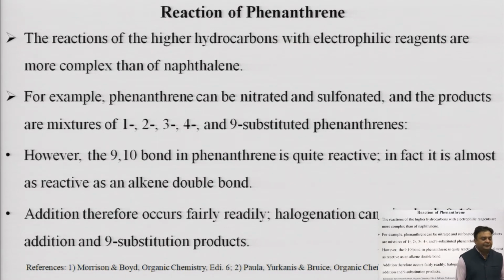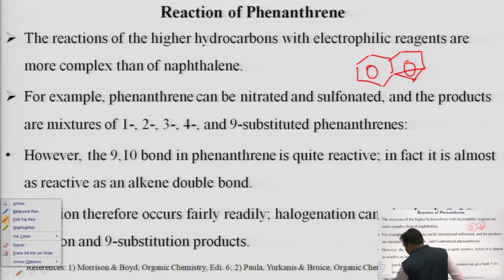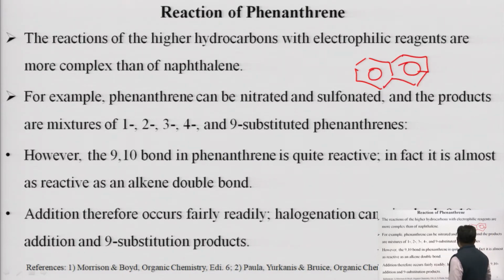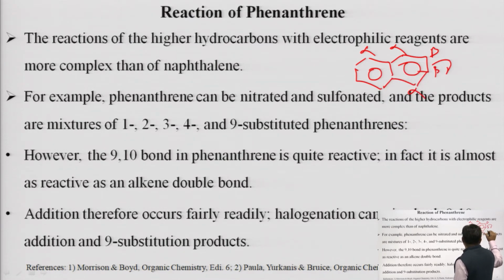The reactions of higher hydrocarbons with electrophilic reagents are more complex than those of naphthalene. As you can see, this is the formula of naphthalene. There is an alpha carbon, a beta carbon, again a beta carbon, and an alpha carbon. So these two types of equivalent carbons are there in naphthalene.